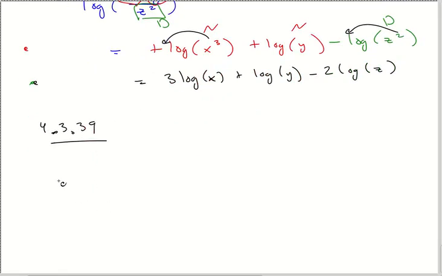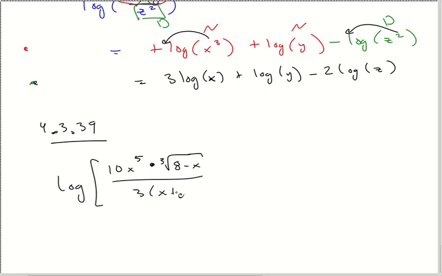4,339. Here we go, guys. Log of 10x to the 5th times the cube root of 8 minus x, and then all divided by 3 times x plus 8, all squared. Simplify. Expand.